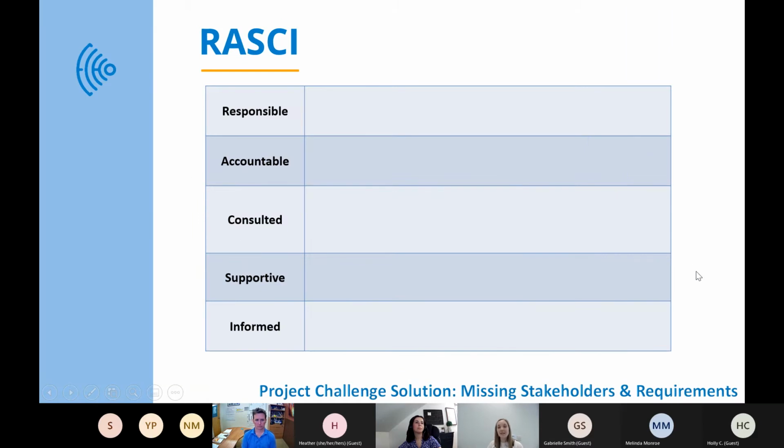So this is a RASCI, responsible, accountable, consulted, supported, and informed. So again, this is another structure or framework that you can follow. And this is a really good one for identifying the who, making sure you don't have any missing stakeholders. And then from that, making sure you don't have any missing requirements because you have the right people involved. Again, if anyone's ever used a RASCI, I've used it in different formats. I've used it within a specific project, but also just within an organization, within different roles that kind of overlap and understanding what everyone's responsible, accountable for, and so on.